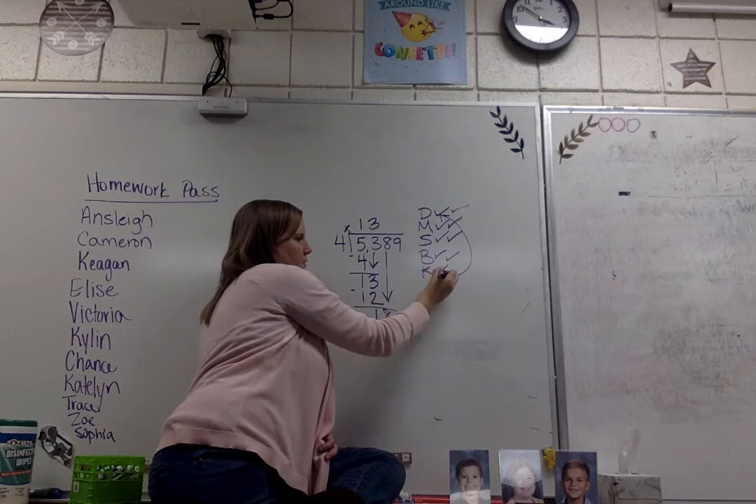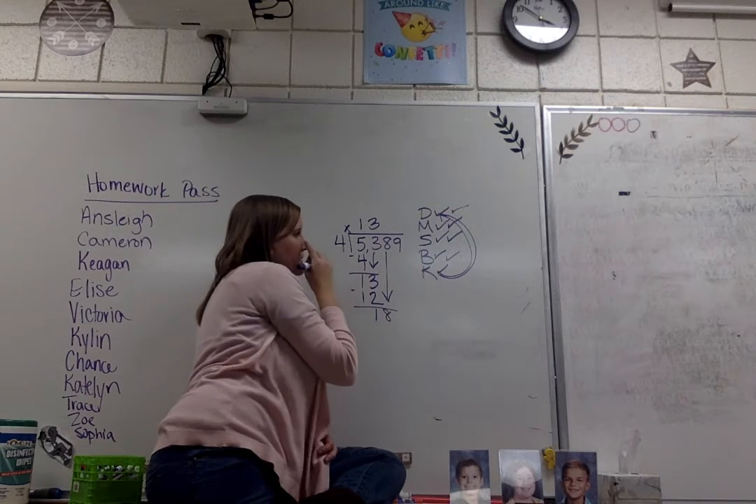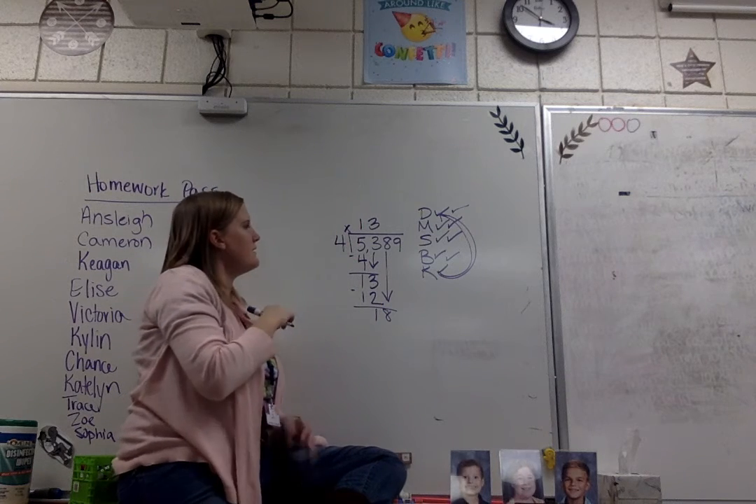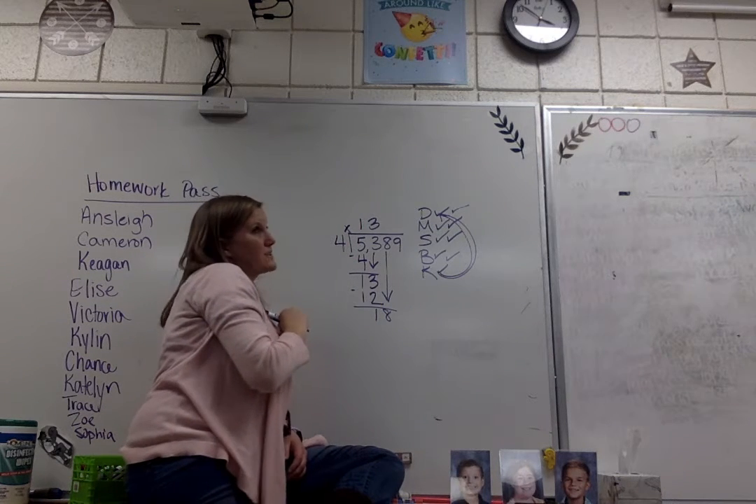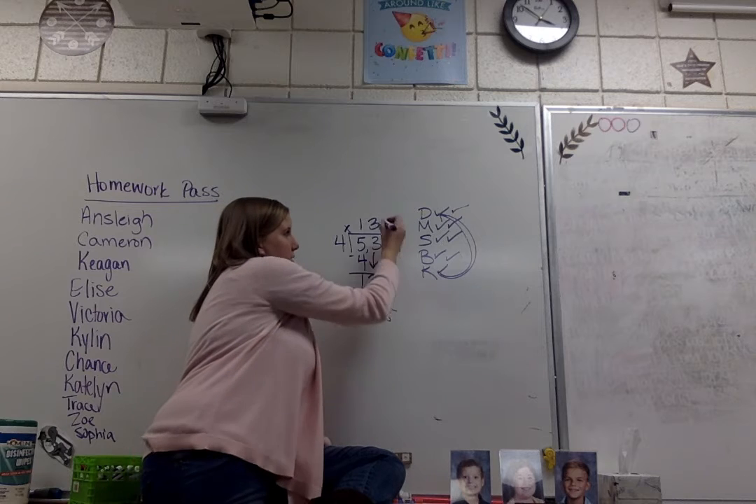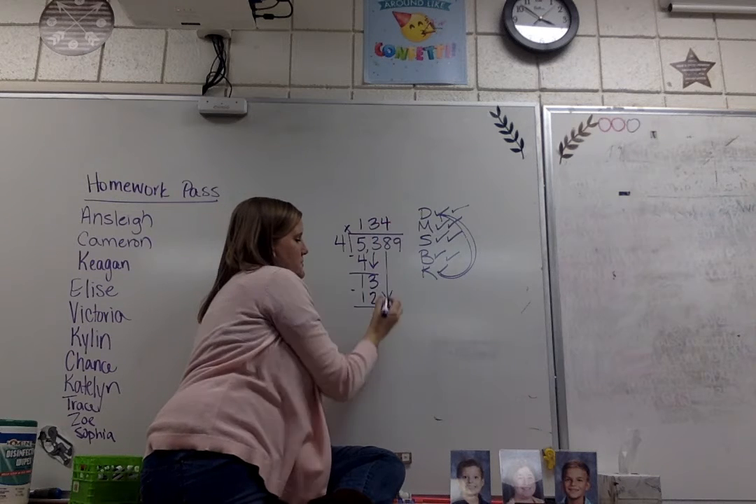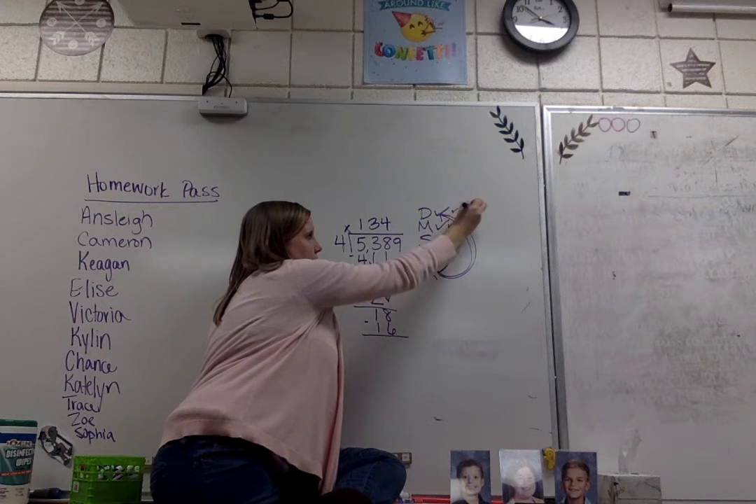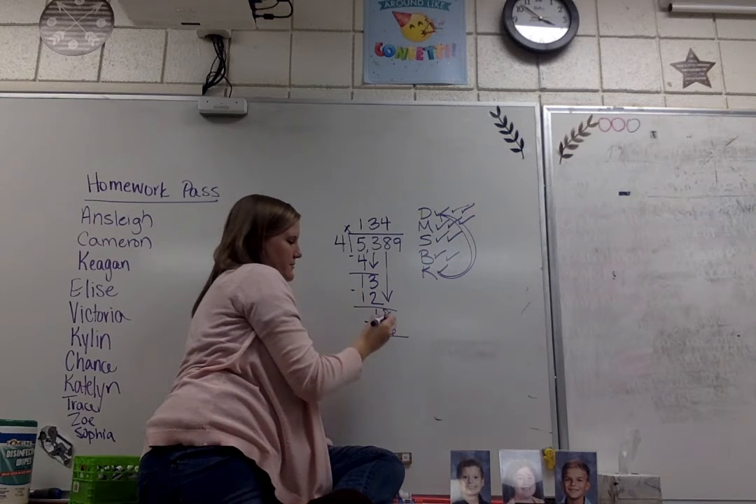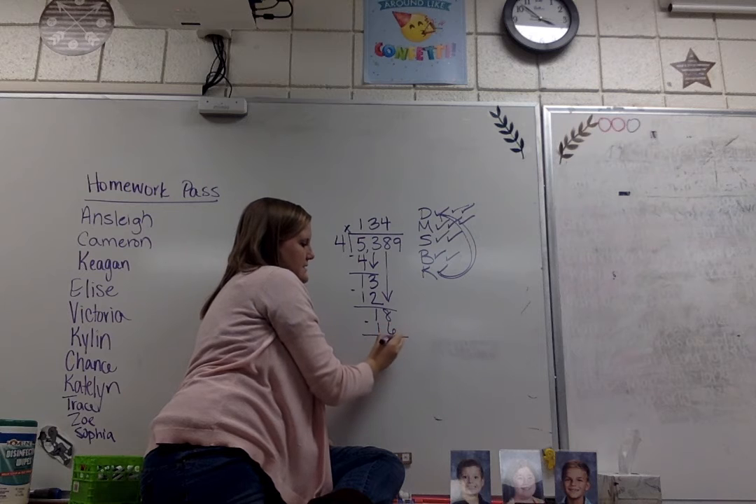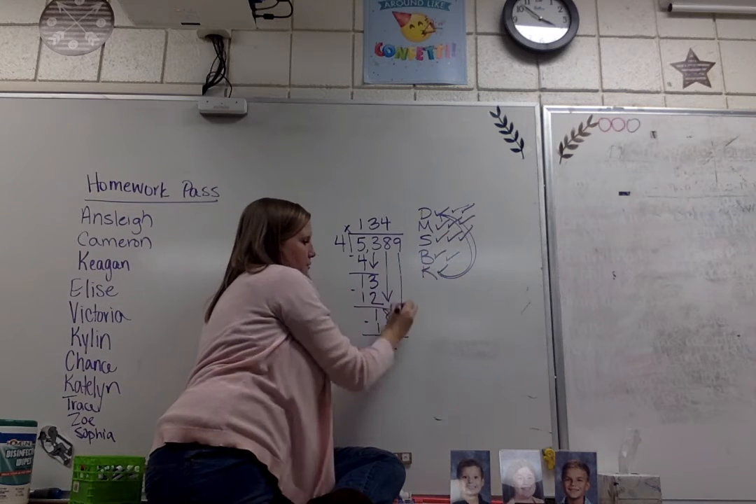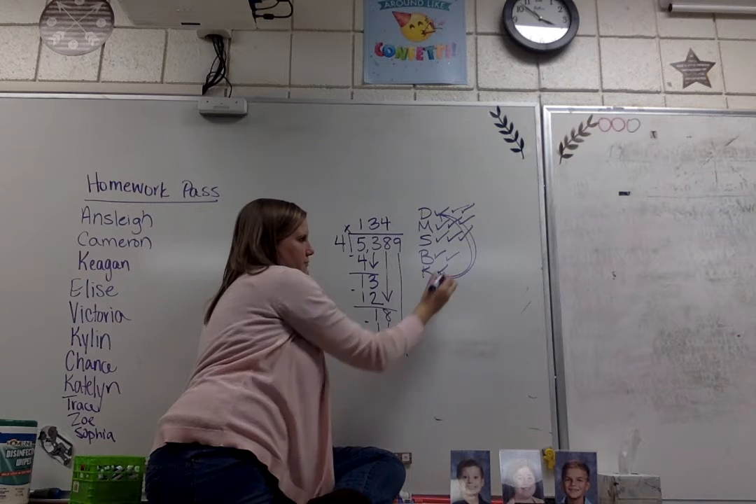Since I brought down, I'm going to keep going and go back to the beginning. Now think of what times 4 equals 18. Well, 4 times 4 equals 16. That's pretty close. 4 times 4 equals 16. So I've divided. Now I'm going to multiply. I'm skipping steps. 8 minus 6, the difference of 2. Now I'm going to bring down the 9.